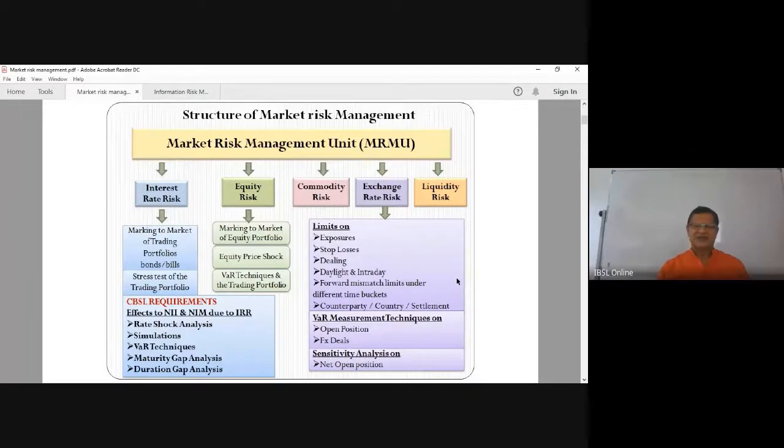So what we do is a daily mark to market to see our position, because there are various other techniques we follow to avoid risk. Therefore, we do a daily mark to market to verify whether we have made a loss or profit. You can also use a similar technique like a sensitivity test called equity price shock. That also you can do daily or weekly, based on a scenario.